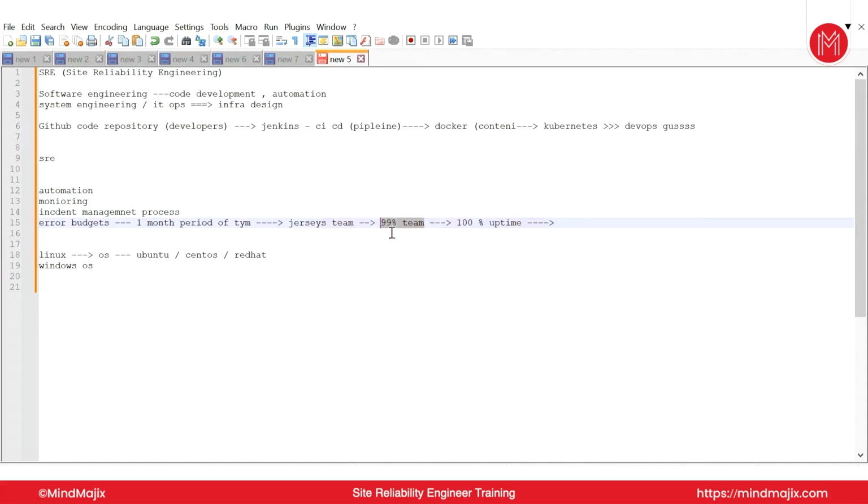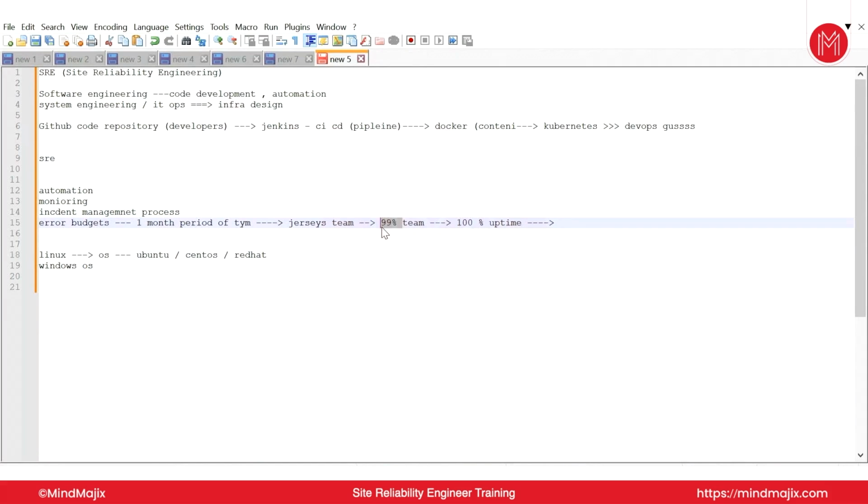Here we have that acceptance or agreement. We don't tell them, hey, we will provide you 100% uptime or 100% reliability of this service. We will come to error budgets where we agree that yes, we will be able to keep this service at 99% uptime. We are giving that assurance and we will try to abide by it. Let us say we tell them that for the next 1 month period, we will make sure this service is 99% reliable.